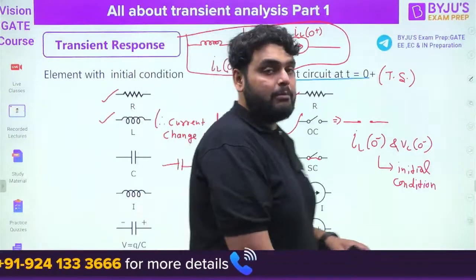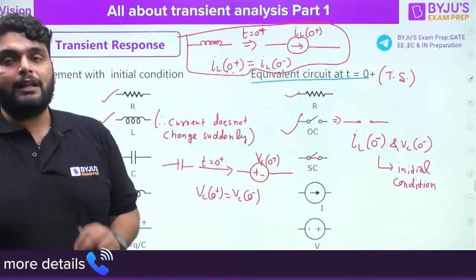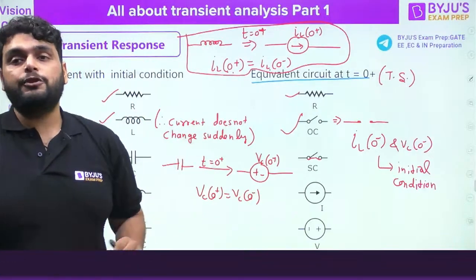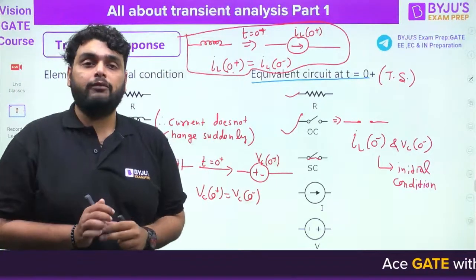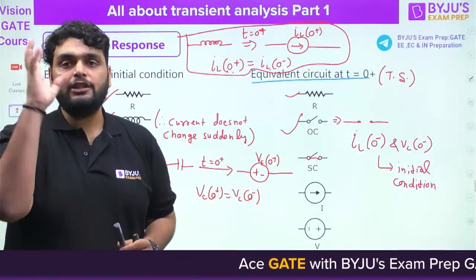Understand till here? Tell me guys. Did you understand how the inductor and capacitor will behave at t equal to 0 plus? Because almost in every question you have to use this concept. Okay. If the initial condition is not given, the first step for any transient question is to find the initial condition.